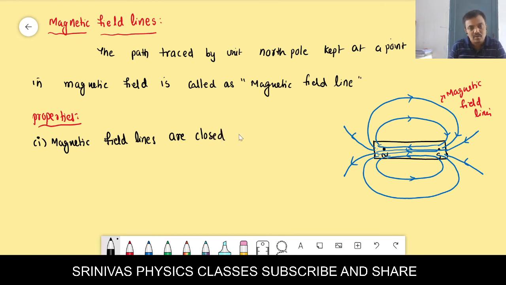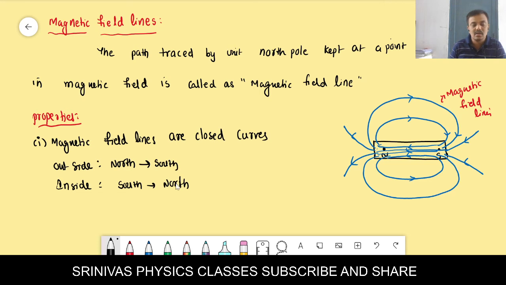Closed curves means they are closed like this. Why are they closed? Outside the magnet they start at the north and end at the south, and inside the magnet they start at the south and end at the north. That's why they are closed curves.